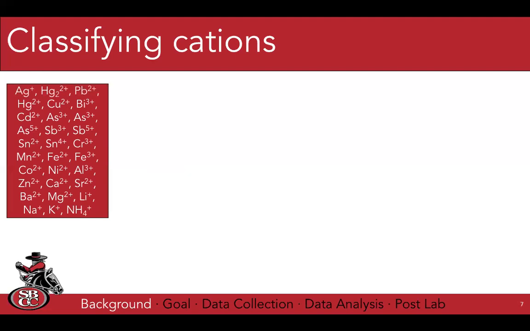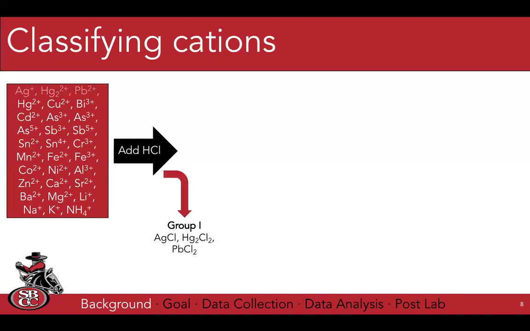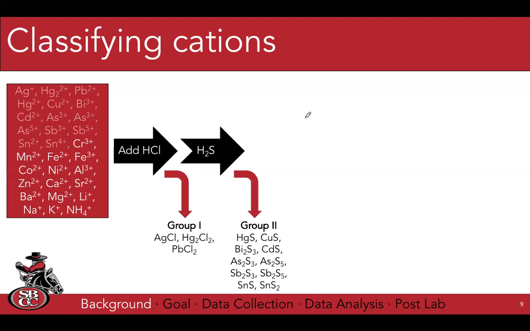So if we take this group of cations, there's a lot, including alkali metals. The first thing we can do if we have this mixture of ions is add HCl. Group 1 cations are defined as those that form a solid precipitate when mixed with HCl. And that is silver, mercury 1, and lead 2+. So those will form a solid when they mix with HCl. If we then take the remaining cations and add hydrogen sulfide, then we are going to precipitate this collection of species, and we classify that as group 2.